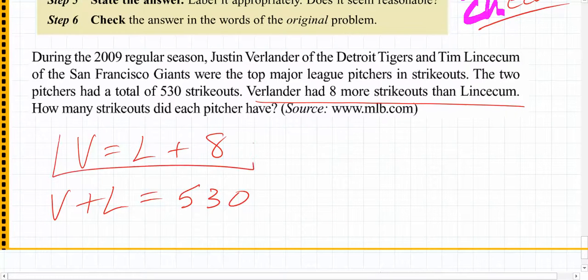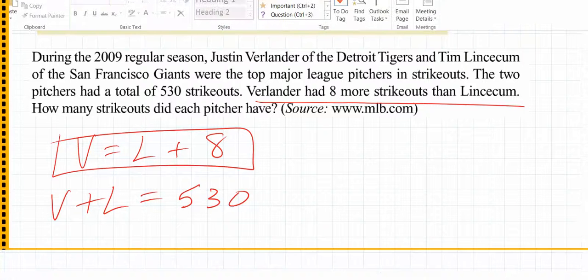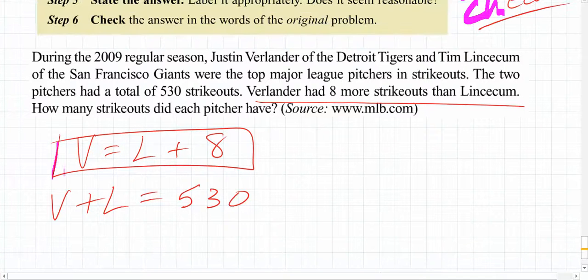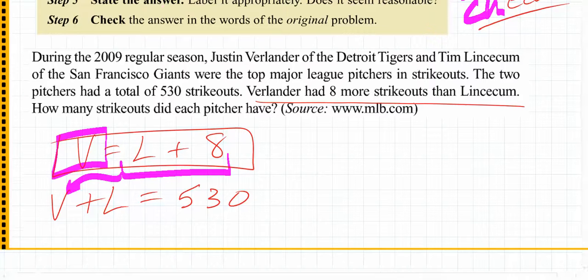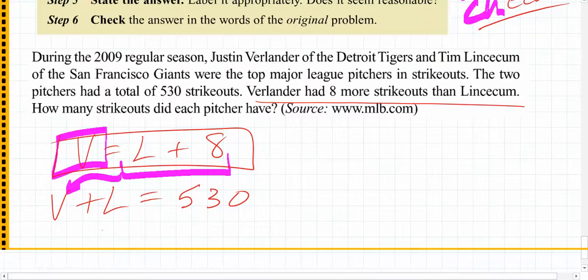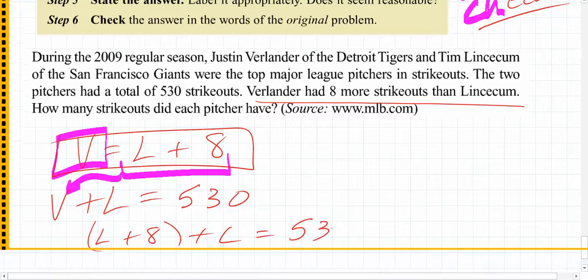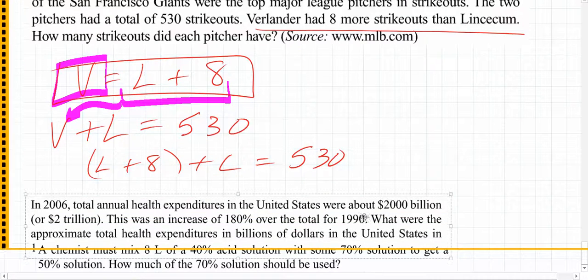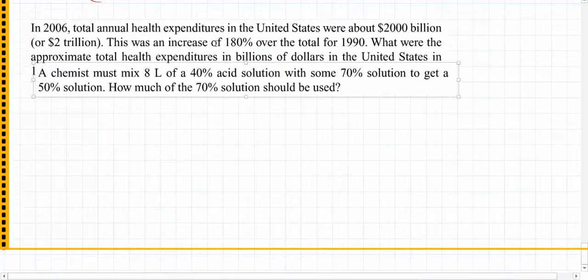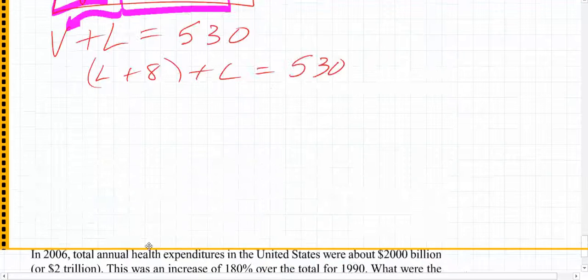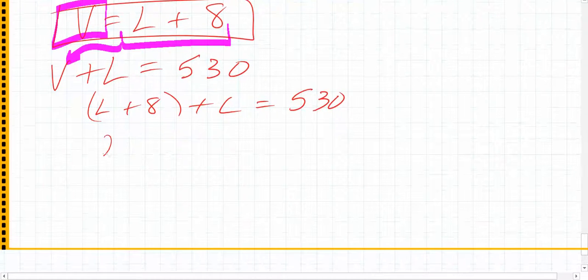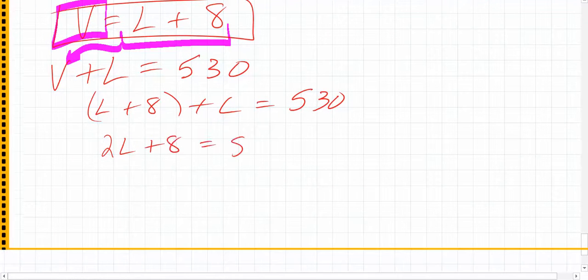So if this is true, where can you put that? In where? Yeah, where V is. So this right here can go, where can that go? Right there. So if we actually put that in, what do you get? L plus 8 plus L is equal to 530. You're not always going to be able to just do the algebra all in your head. It's sometimes going to get really hard, and you're going to not be able to go anywhere except in proper places. So what do you get? You get 2L plus 8 is equal to 530.